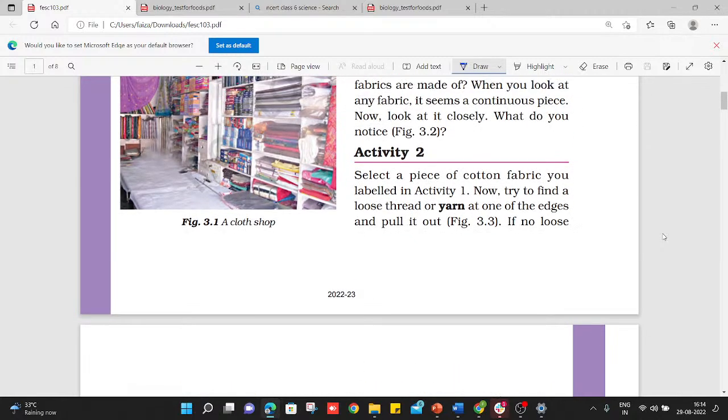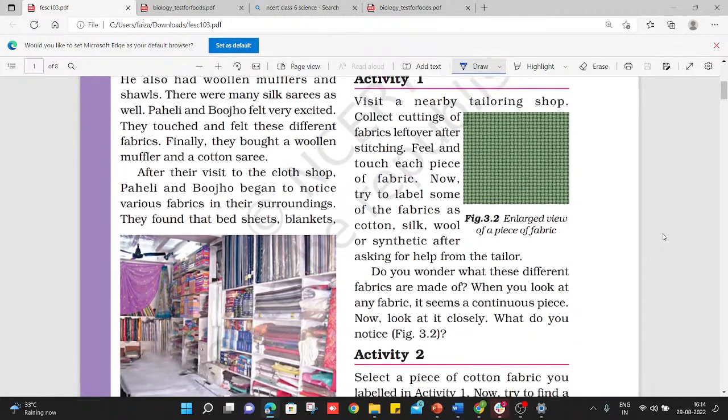Okay, now let's see what is activity one. Visit a nearby tailoring shop. That's an interesting observation. Collect cuttings of fabric left over after stitching. Okay, so in the tailoring shop, you must have seen that when they stitch or tailor some clothes, they have small strips of various kinds of clothes left over. So you can take those from the tailoring shop, and you can feel the fabric of it.